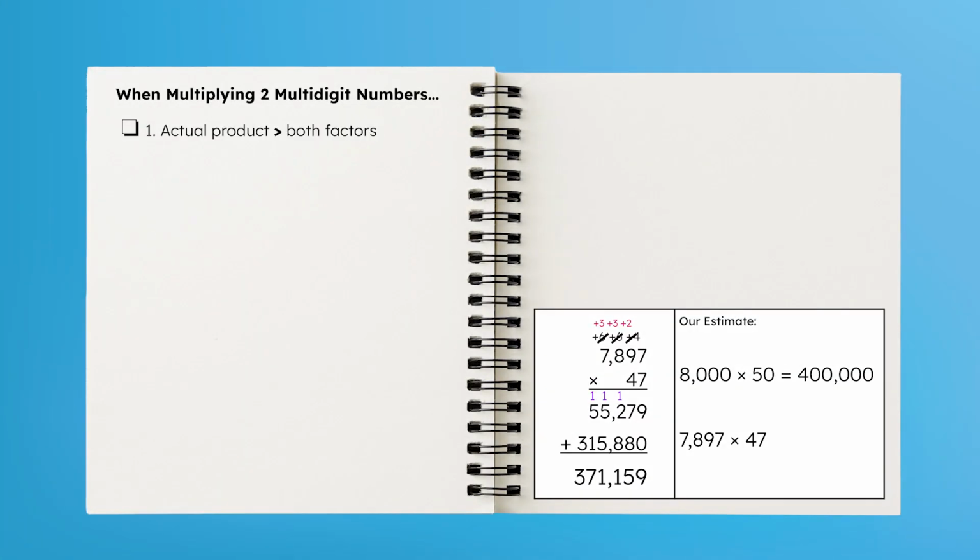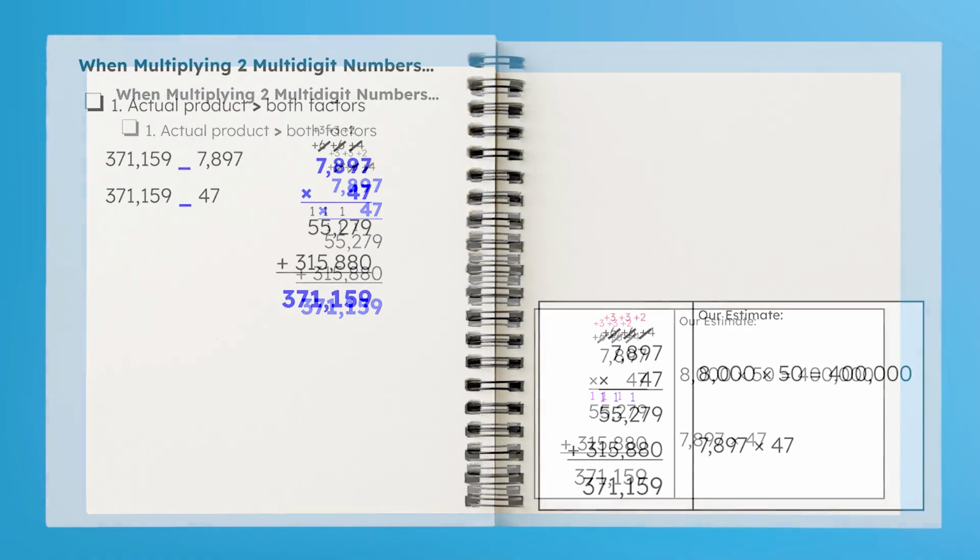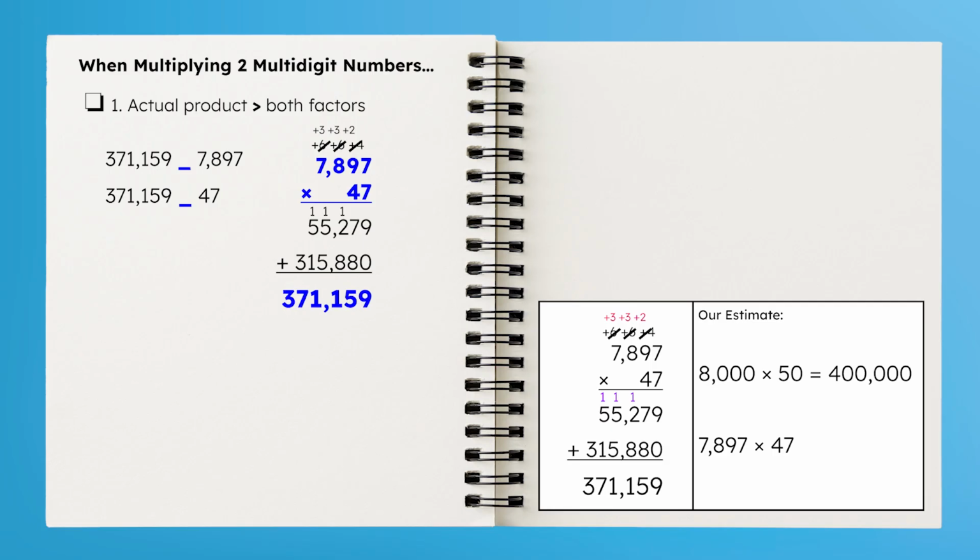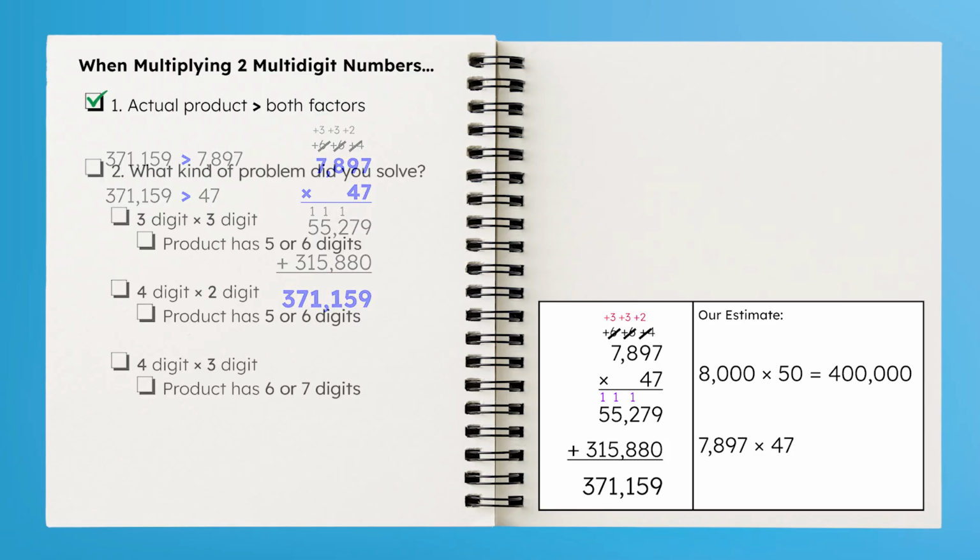When multiplying two multi-digit numbers, the actual product is greater than both factors. Is 371,159 more than 7,897 and more than 47? Yes! Rule 1, check. Rule 2.